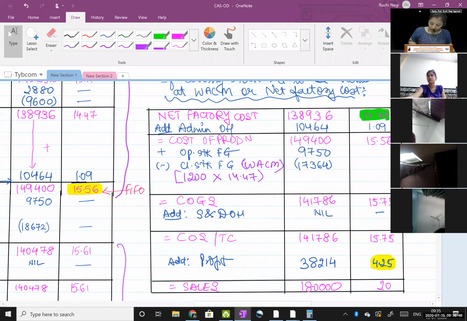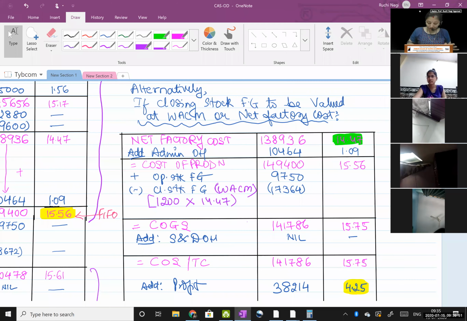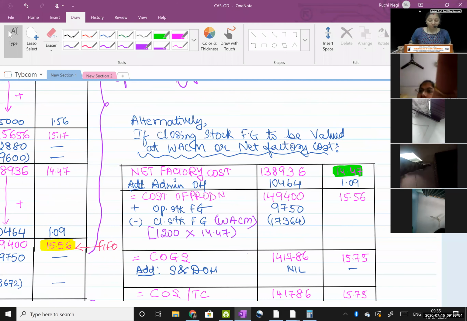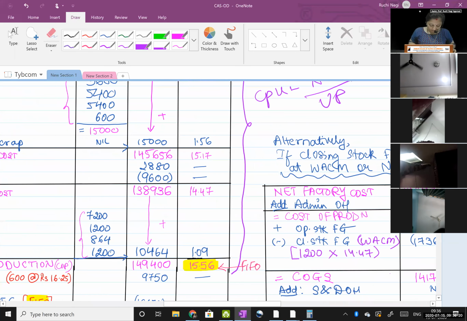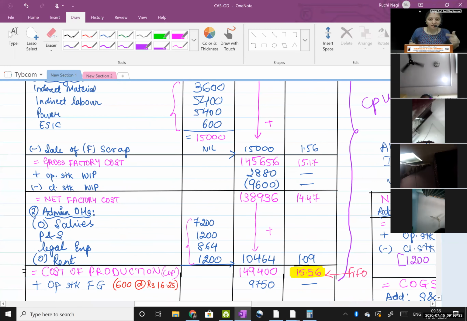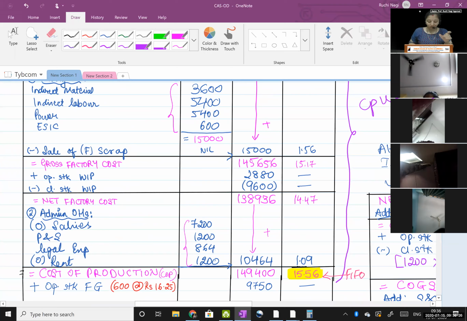So I have done an alternative solution here to show you all the difference, and I've written it also here. Alternatively, if closing stock of finished goods is to be valued at weighted average cost method or net factory cost. If you're doing FIFO, then it is cost of production per unit, and if you're doing weighted average, then it is net factory cost per unit. So I've redone the sum from net factory cost because that will change my closing stock valuation.